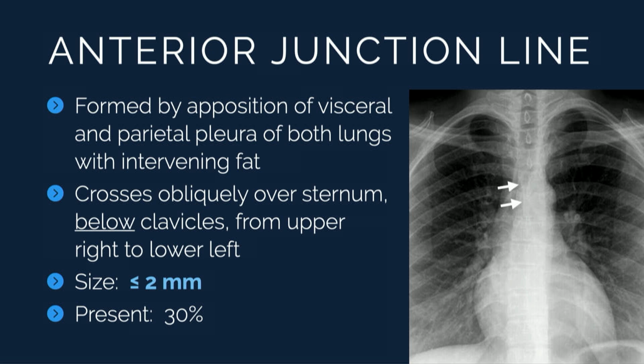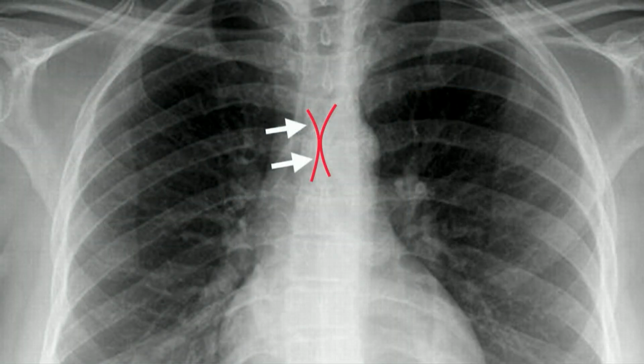The anterior junction line is formed basically by the two lungs, left and right lung, where they meet together anteriorly. That line is formed by the parietal pleura, the visceral pleura, and some of the intervening fat in the mediastinum. On chest radiograph, at least the literature says that we can pick it up about 30% of the time. You'll see it there as highlighted by these arrows. From a location standpoint, it's going to occur below the level of the clavicles. I'm going to zoom this up a little bit. You can see where those junctions are for the anterior junction line, where they meet for the right and left lung.